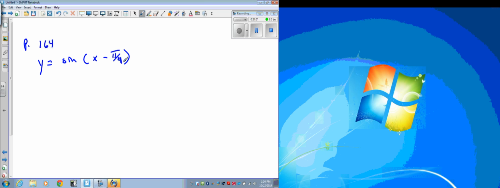Now, that's a phase shift, and it's going to go left or right. When you look at that, you might say, well, that should phase shift it to the left. It doesn't. It phase shifts it to the right. Because remember, the sine function starts out at 0, and what value of x will make this whole thing 0? Positive pi over 4, because what makes this 0 inside here is x equals pi over 4. So that'll start out at 0.